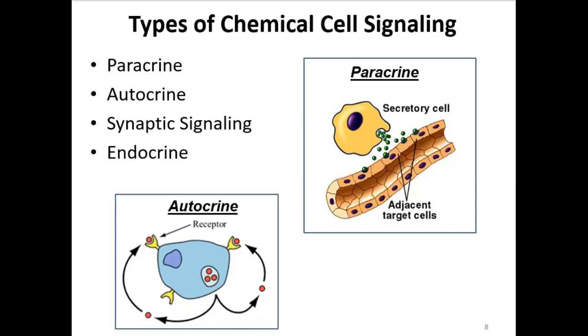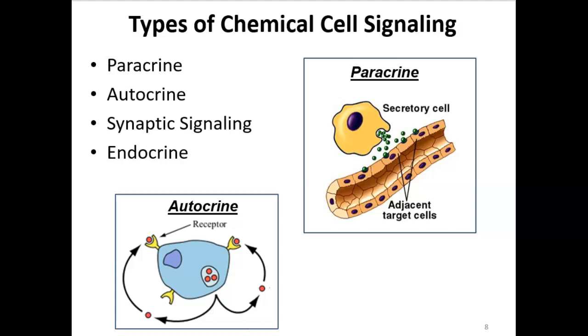We will not be discussing different types of direct contact cell signaling. Instead, for the remainder of this presentation, we will focus on chemical cell signaling. And there are 4 types of chemical cell signaling that differ in 2 main ways. One way is where the target cell is in relation to the signaling cell. The second way is how the ligand gets to the target cell. So these 4 types are listed on this slide, and we will go through those 2 ways that they vary.